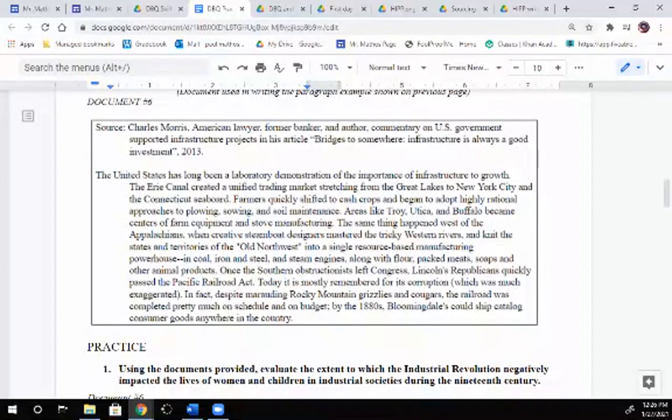Charles Morris, American lawyer, former banker, and author. This is a commentary on U.S. government-supported infrastructure projects in this article. Bridges to Somewhere: Infrastructure Is Always a Good Investment. That's the title. So there's our source. And remember, with analysis, sourcing, the source matters. So keep that in mind as you read this document.